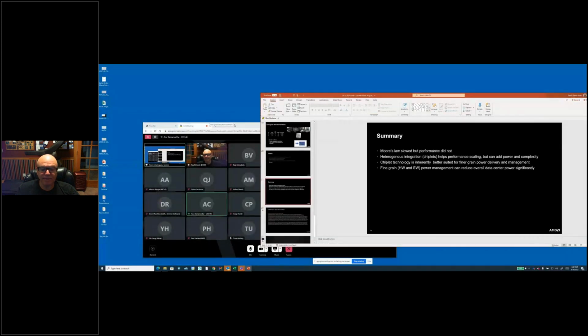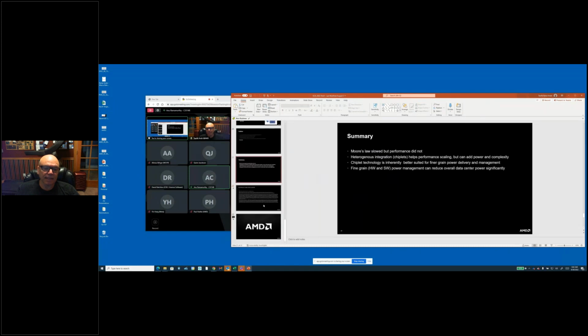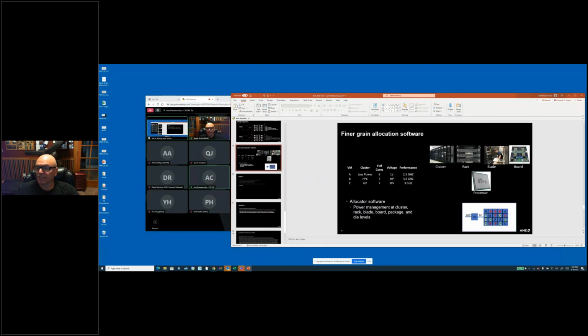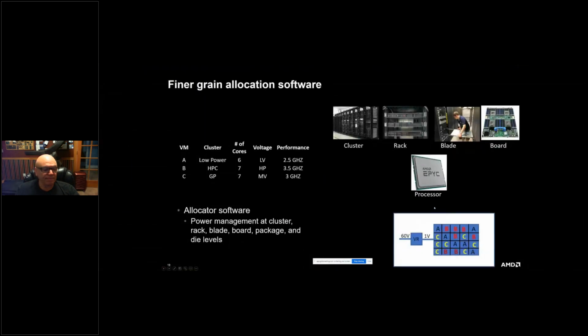Hey, Taufik, that was really, really great presentation. Can you just go back to your last slide? I just want to make sure I understood. The one before this summary slide. This one? Yeah. So what you're saying is that when you say fine-grained software, say the request comes in for high powers or HPC applications where they want to run at 1.1 volts, then what you're saying is the software would be smart enough to pick all the B chiplets.